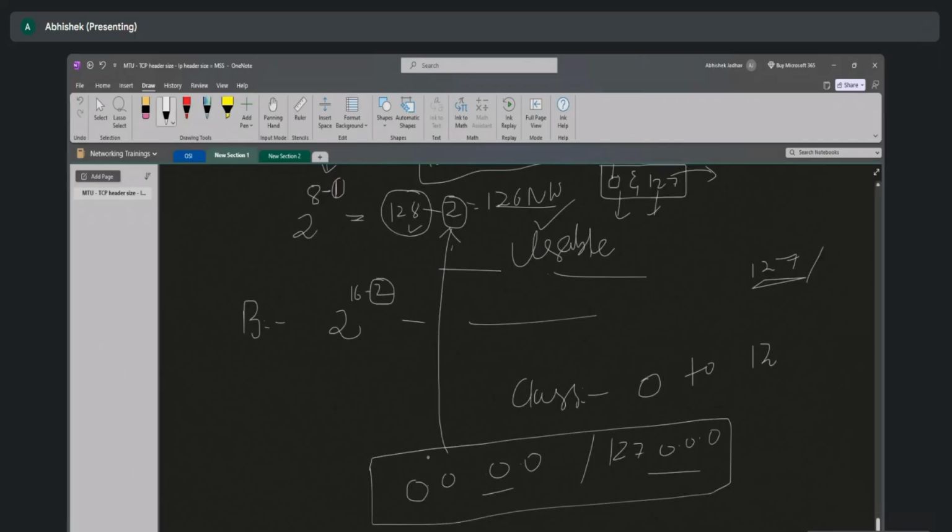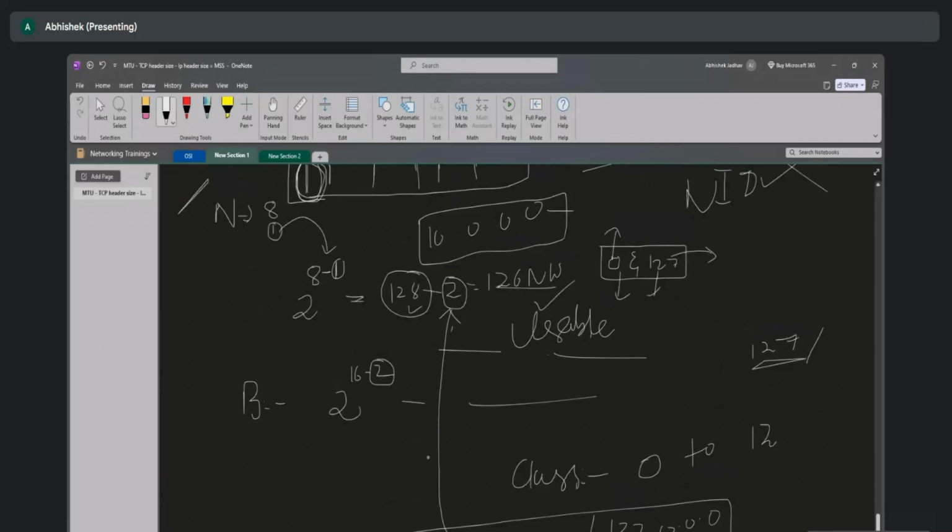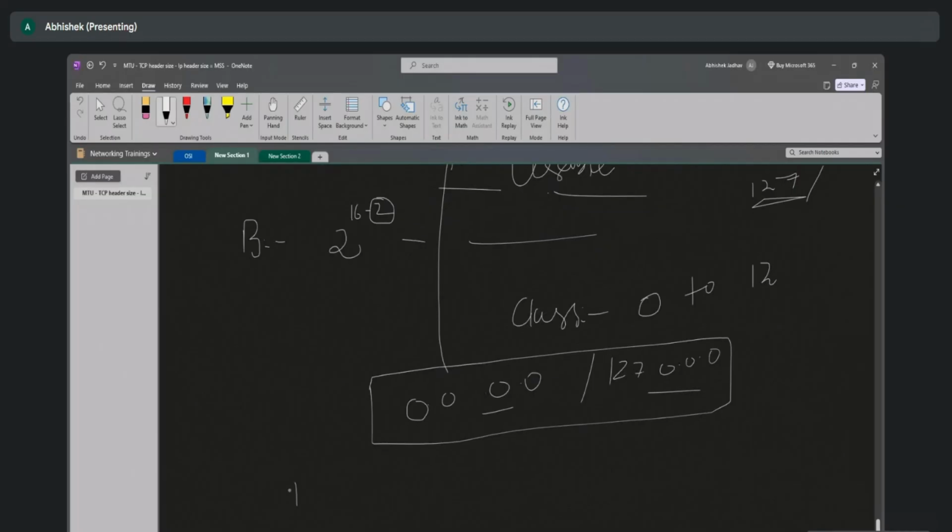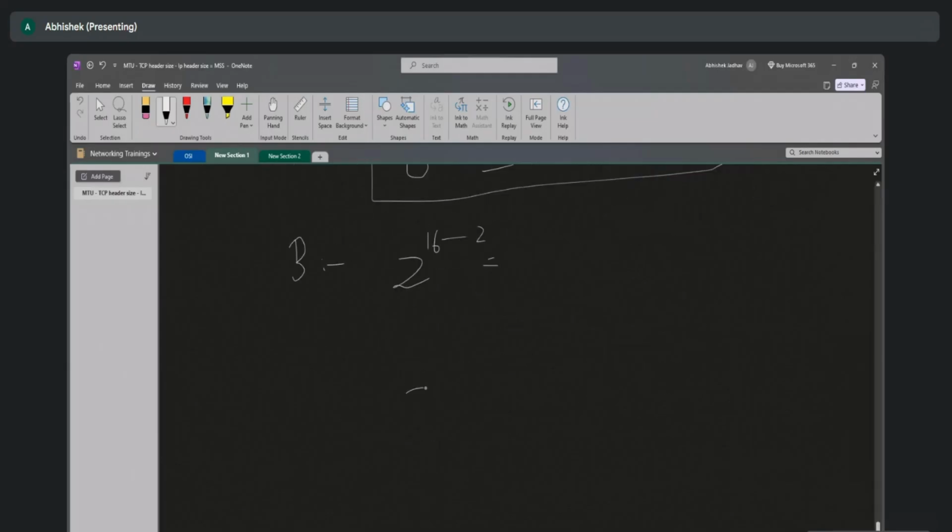In the same scenario, we'll be calculating class B, class C also, right? Yes. So for class B, you will take 2 to the power of 16 because there are 8 bits in each network portion, and minus 2, removing that reserved portion of the network. In the same scenario, in class C, we should take 2 power 24 minus 3. Exactly. Okay, I got it.